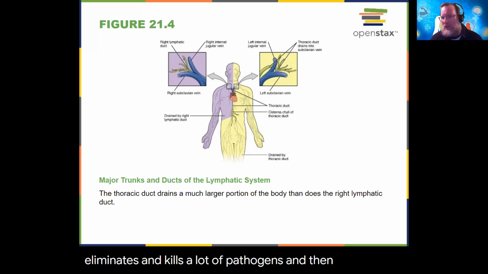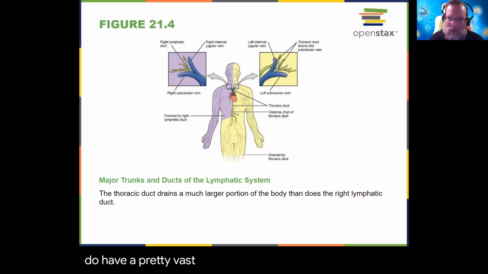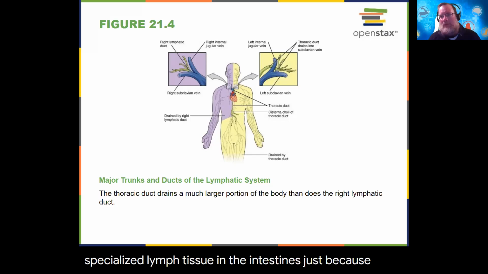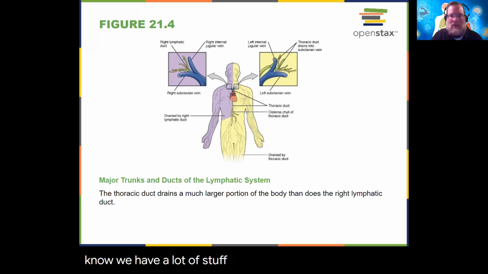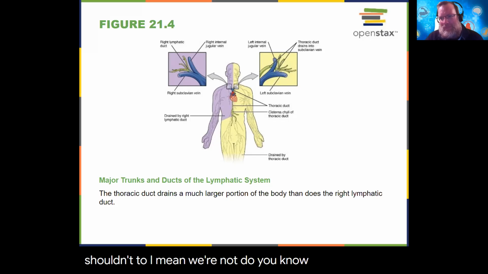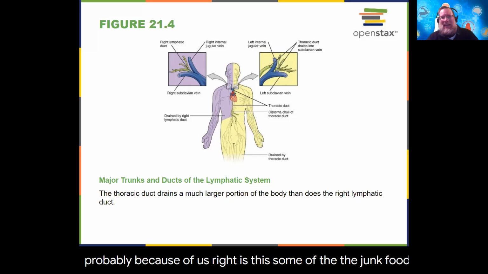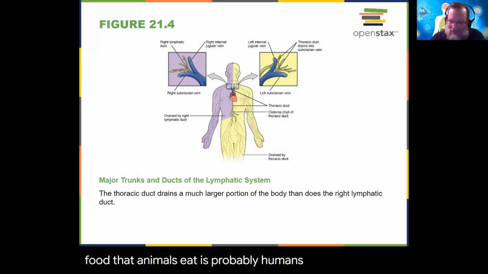And then certainly we do have a pretty vast network of lymphatic nodes and other specialized lymph tissue in the intestines, just because a lot of stuff's getting in there that maybe shouldn't. Humans have, all animals have these. I mean, animals eat stuff they shouldn't too, and it's probably because of us, right? Some of the junk food that animals eat is probably human junk that they've left sitting around.